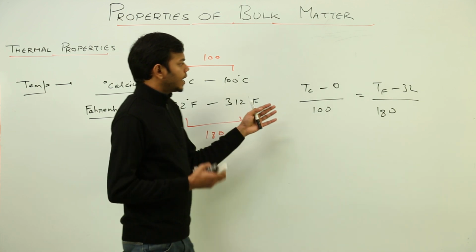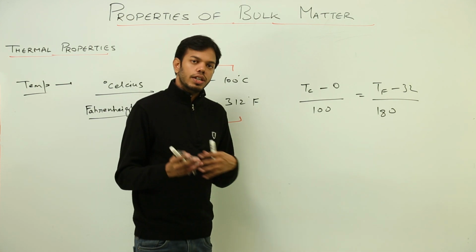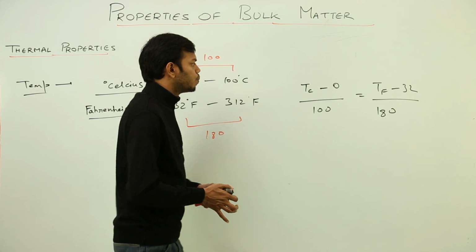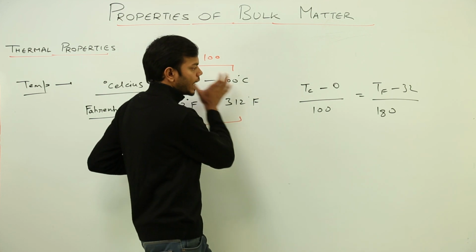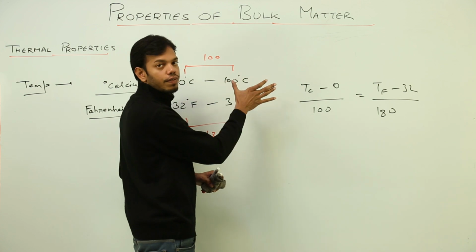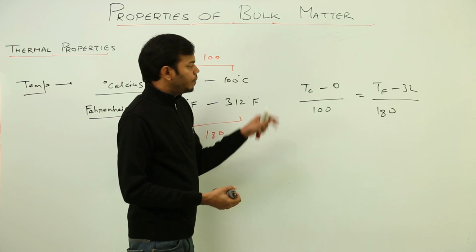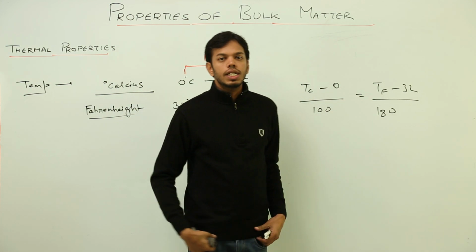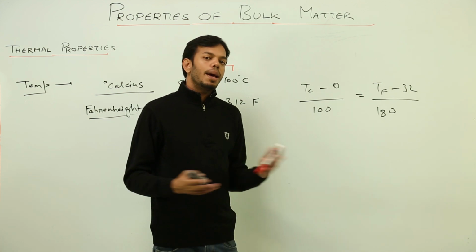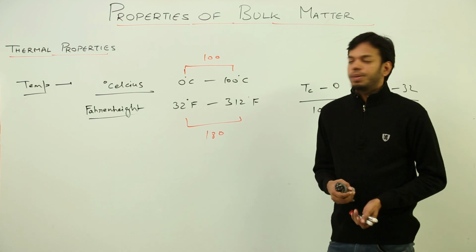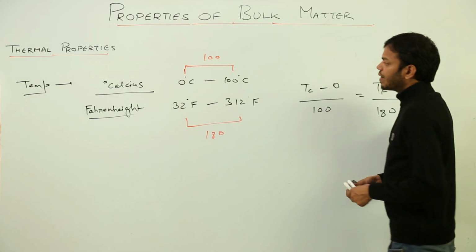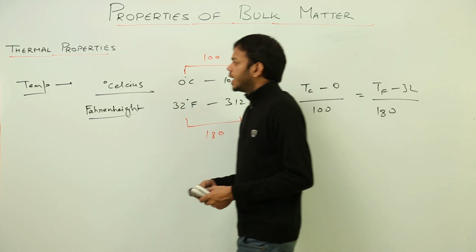This formula is applicable to any type of scale. Suppose there is some other scale, an X scale. Even for the X scale, you can put the same formula: temperature in X scale minus the lower value of X scale upon the difference in the values of X scale will be equal to this. So this type of formula is applicable for any conversion from one type of temperature representation to another. I have explained this in terms of Celsius and Fahrenheit.